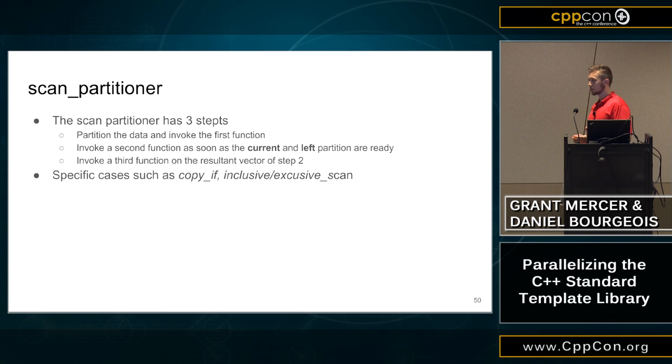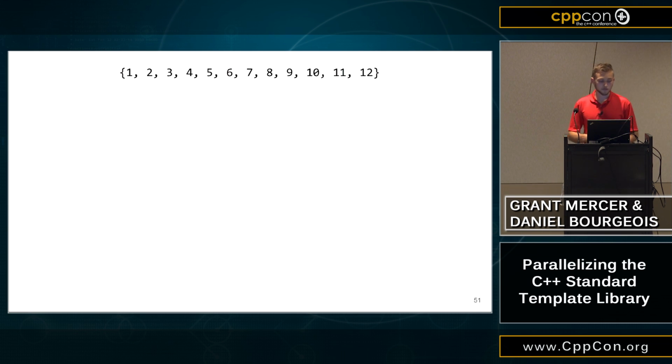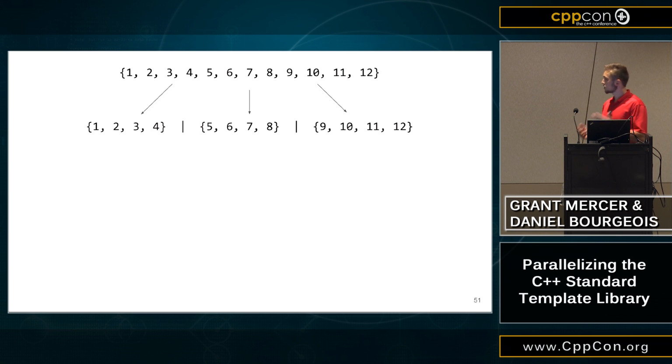So this is really specific, but it's for cases like copy_if or inclusive and exclusive scan, and this allowed us to solve these problems. So we'll do another example. You have your 12 elements again. You'll partition that into equal chunks. Now let's say this is your current chunk. So you've just computed this current chunk. Once your leftmost one is also ready, this will be stored in a vector v sub 0.